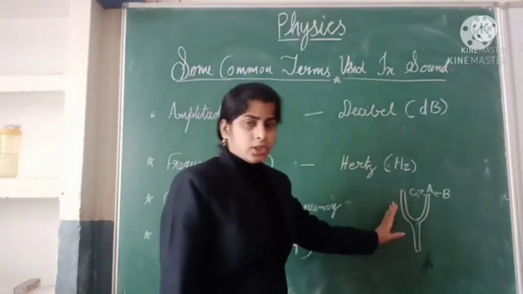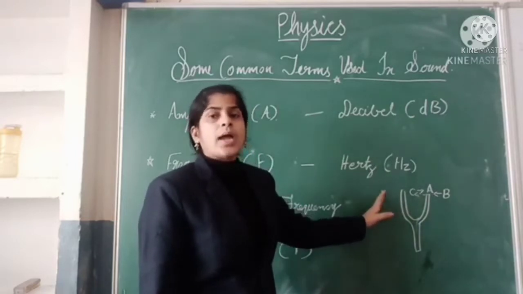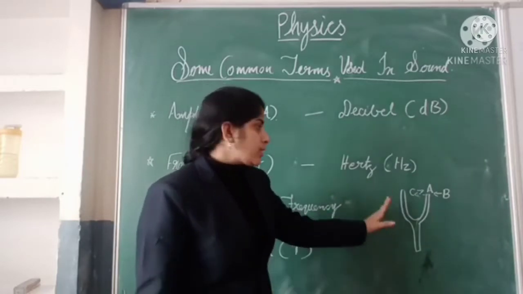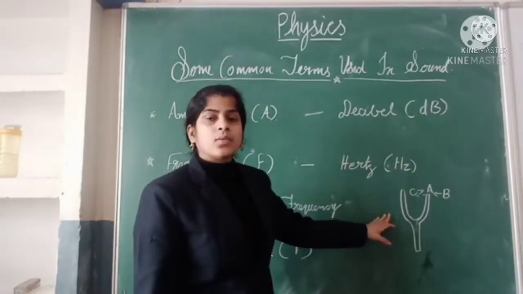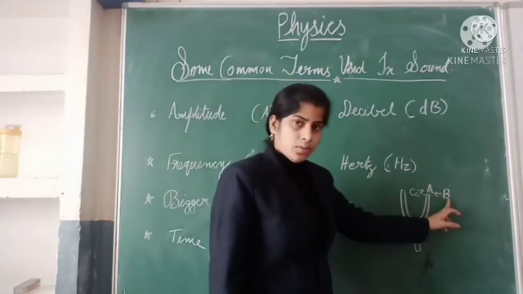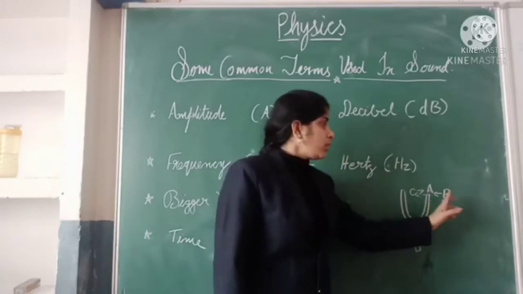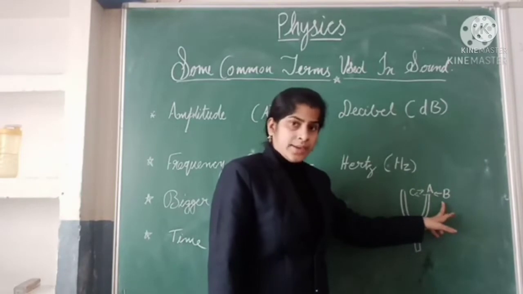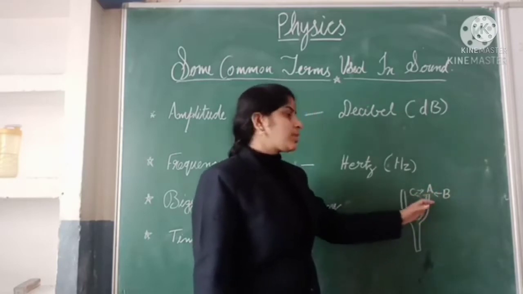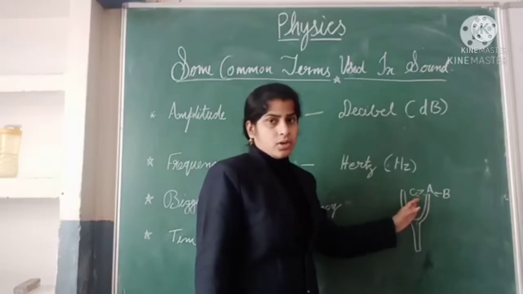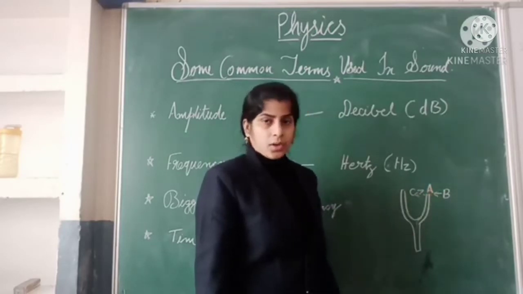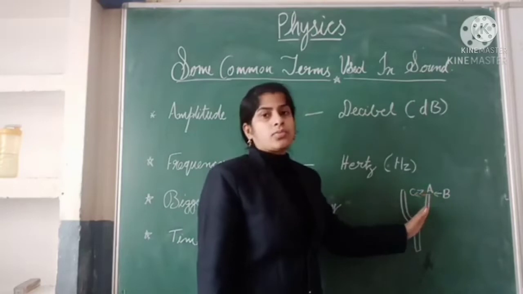This to and fro or back and forth movement of the body is known as what? One vibration. So what is this one vibration? From the mean position, the arm of the tuning fork moves to the right side, the extreme position, and it comes back to the mean position, and then again the arm moves to the left side, the extreme position C, and moves back to the mean position. So this is the vibration of the sound.